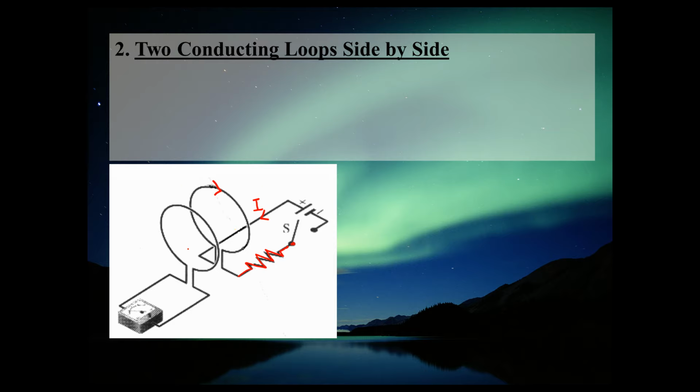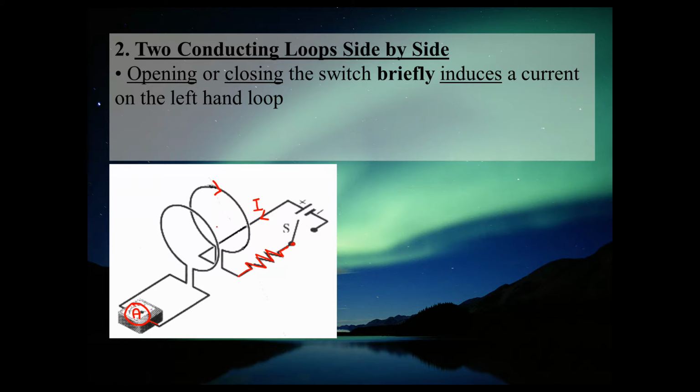Beside this one circuit, on the left-hand side, I have a parallel loop, and this parallel loop is just connected to an ammeter. So there is no battery source on the left-hand side. What we notice is that when you open or close that switch, you induce a current very briefly in the left-hand loop. Let me draw a little graph to show what this might look like.